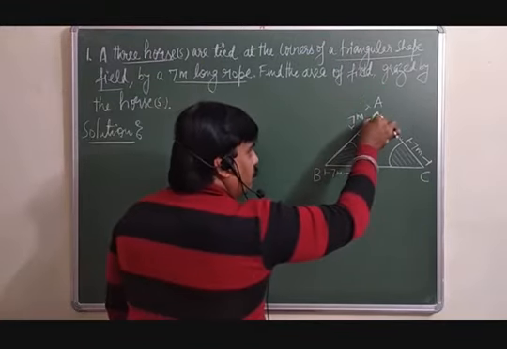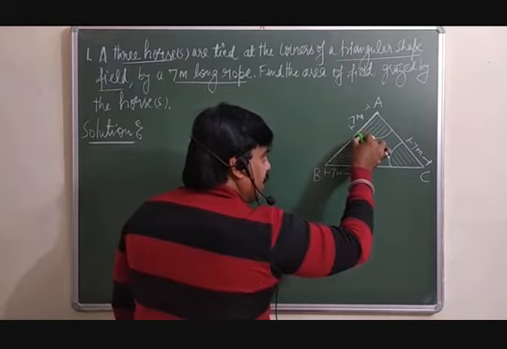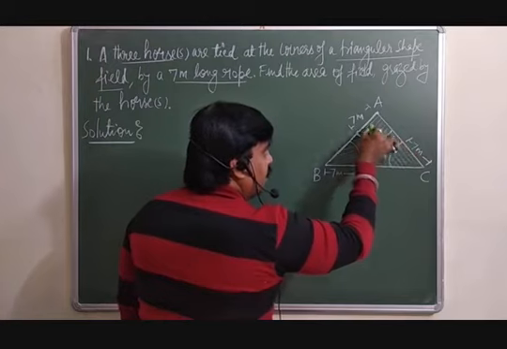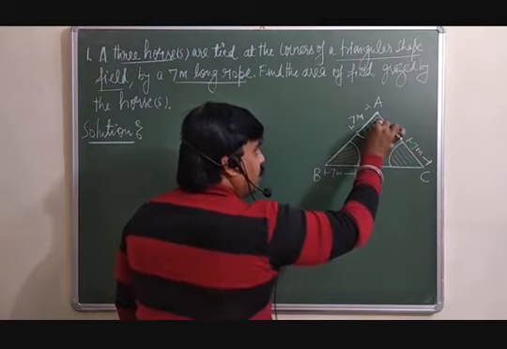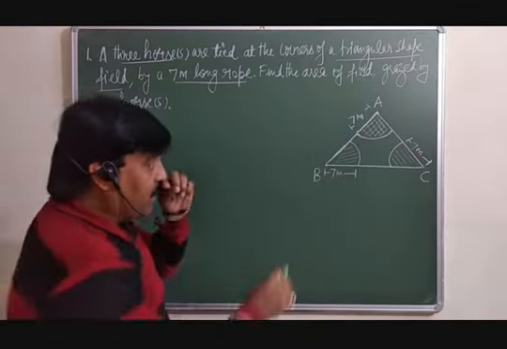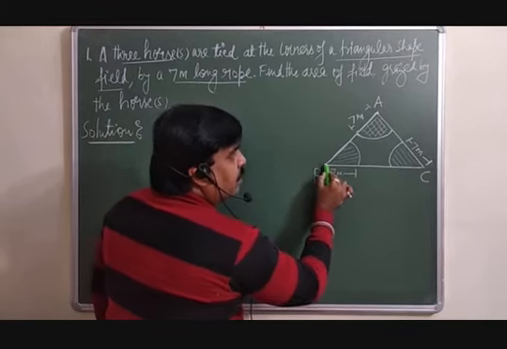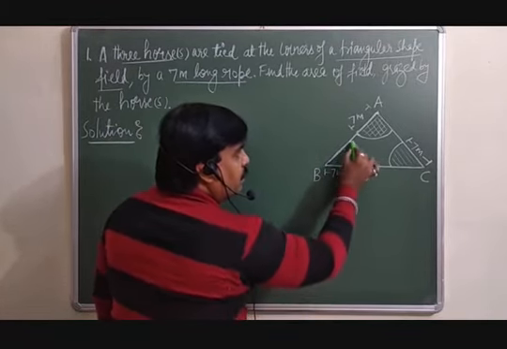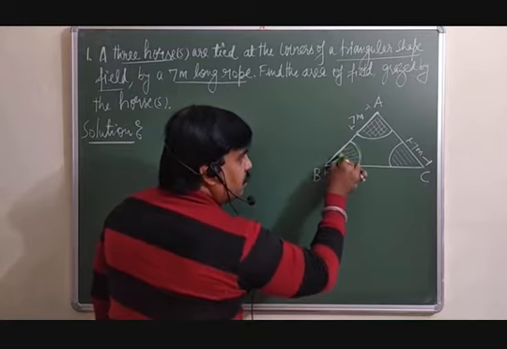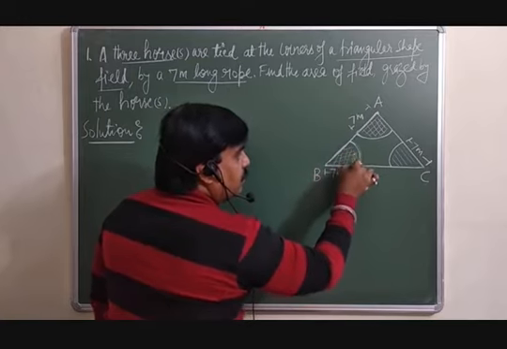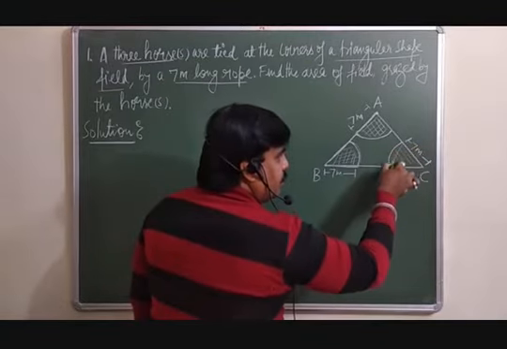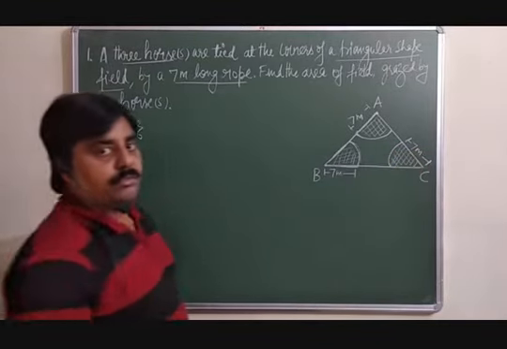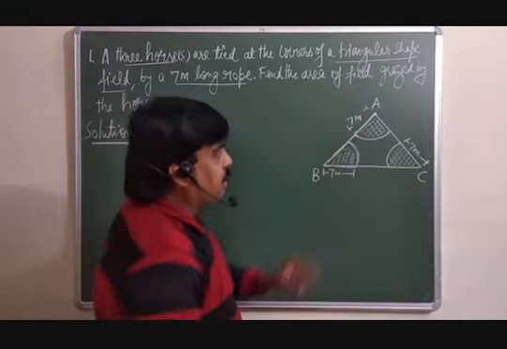So one horse will graze an area determined by the length of this rope. This one is like a sector, which will be grazed by this portion. Another is here at the point B, with the same rope length of 7 meter. That is the portion grazed by horse B. Similarly at the point C. We are interested to find the area of these three portions. So these are the sectors.